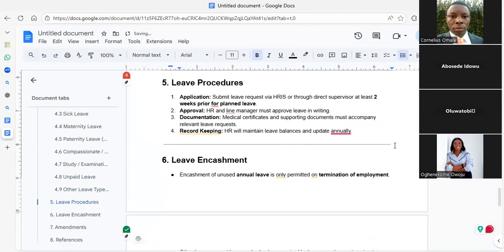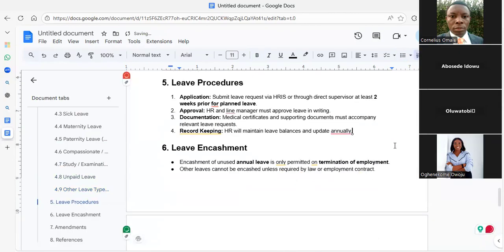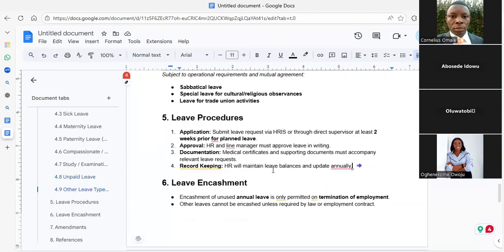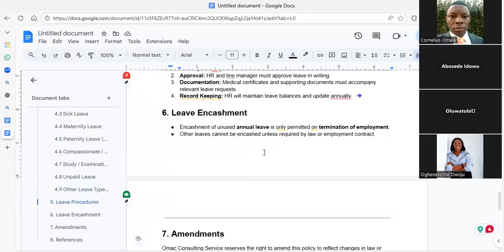As HR, the custodian of the law, everything needs to be documented. You need to have your leave procedure. For example, the applicant must submit a leave request via your HRIS, that is a human resource integrated system. It can be any other system; in the company where I am now, we call it PMS. So you have to apply through your direct supervisor at least 2 weeks prior to your planned leave. Then HR and your line manager will have to approve.